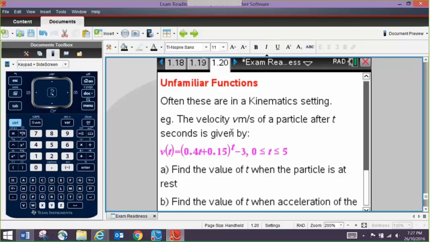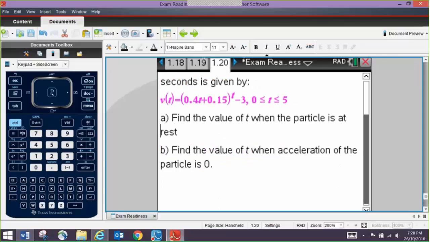So this is similar to an exam question a couple of years ago in standard level, that we were given a velocity and we're given a specific domain, and the velocity function we can see is a linear function there but raised to the power of t, so something not quite familiar. And they needed to find the value of t when the particle is at rest, and then find the value of t when the acceleration of the particle is 0.